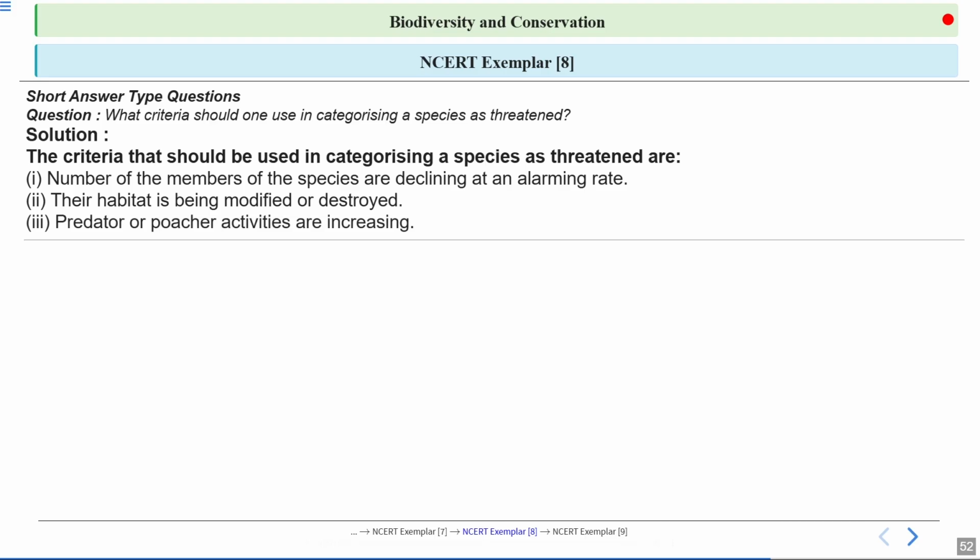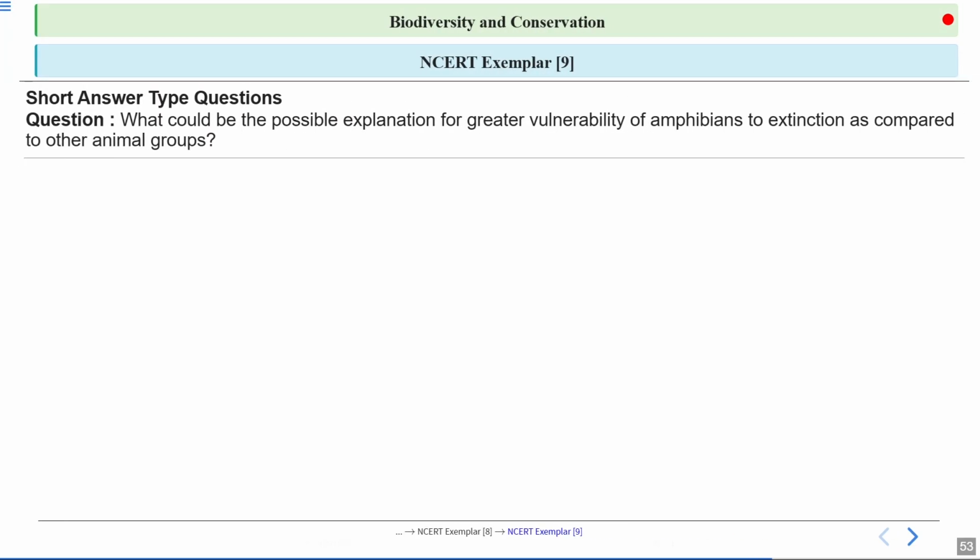Next one is the predator or poacher activities. Increase in predator and poacher activities can disrupt the balance of an ecosystem by reducing the population of prey species, which can lead to overgrowth of plants and decline in biodiversity. This disturbance can affect the food chain and cause long-term environmental issues.